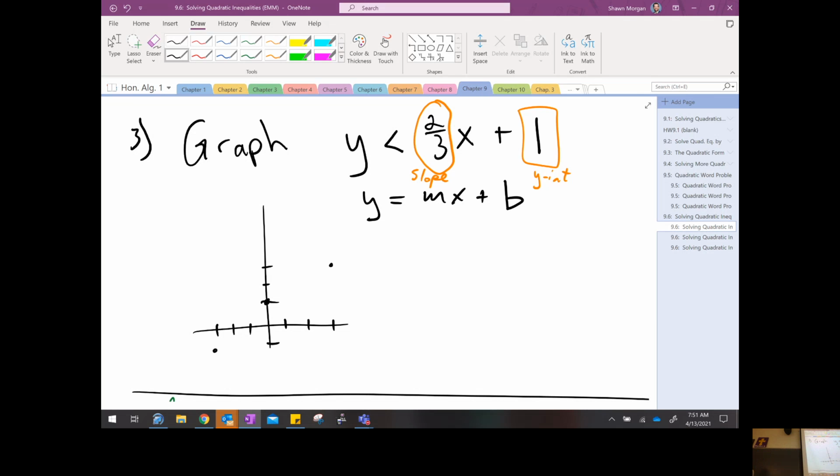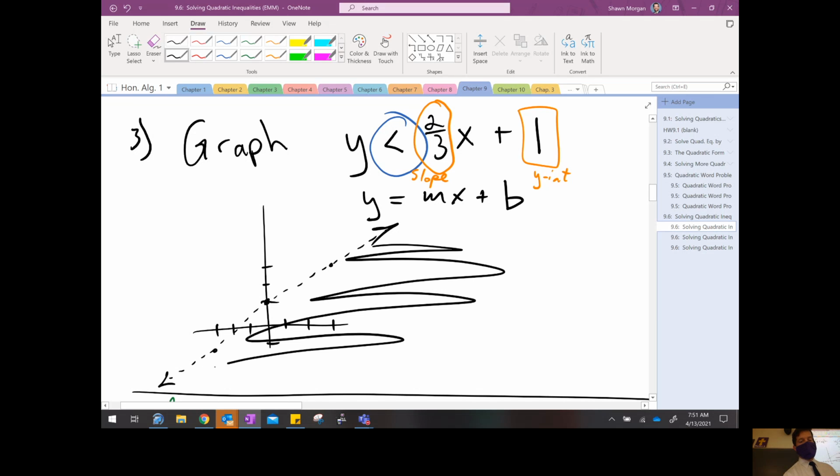very good. Collinear. Somebody said over here. Those 3 points are collinear. Now, what kind of line, George, should I draw here? Solid or dotted? Because of that strictly less than sign, right? So we're going to make a dotted line. Okay, and where should I shade? Above or below? Below, because it was y is less than. And that's where all of our y values that are less than are found.